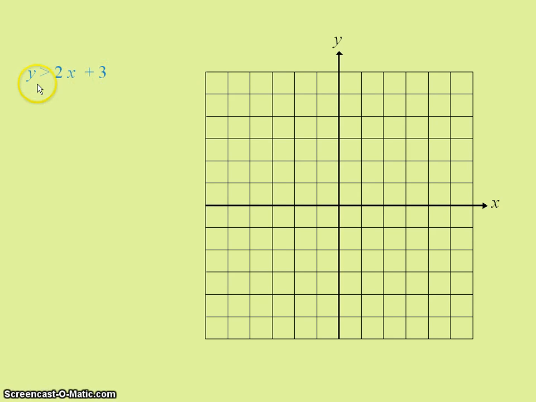Now when we have this, it's in slope-intercept form. 2 is the slope, 3 is the y-intercept. So we really just want to get 2 points. We're going to graph that y-intercept first. So we go up here at 3. There it is. Then we're going to use the slope just to get another point. That's all we need, is 2 points.